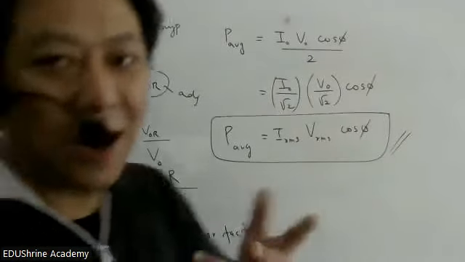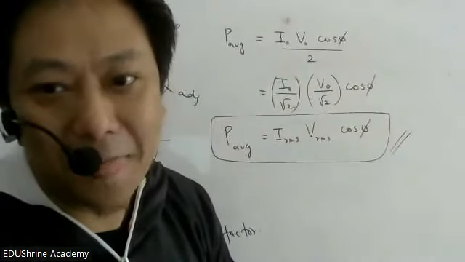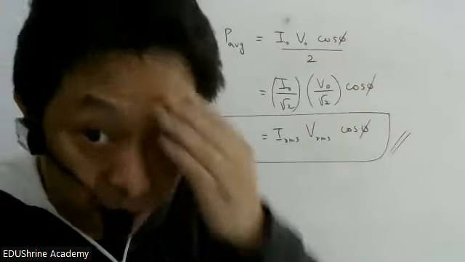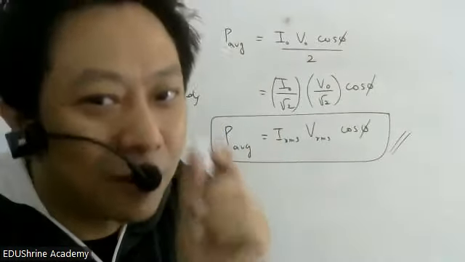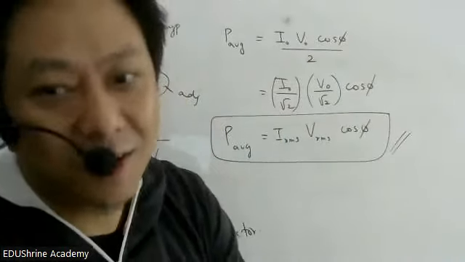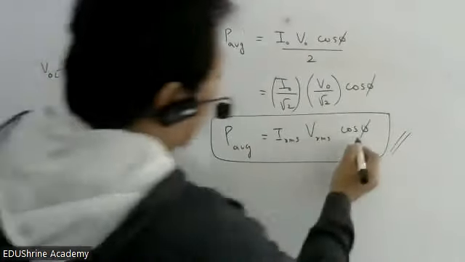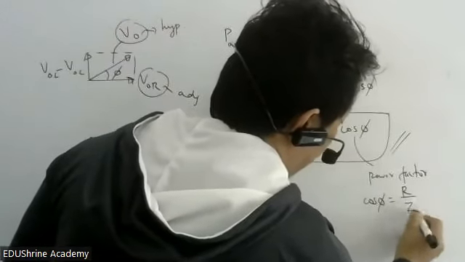So it is almost IV, but it has cos phi also extra. Usually for the AC chapter, what I tell you to do is, whatever formula we apply for the DC chapter, apply for AC, just change the quantity into RMS value. But here you have to remember cos phi. And this cos phi is also called the power factor. What is this formula? Cos phi is R by Z.